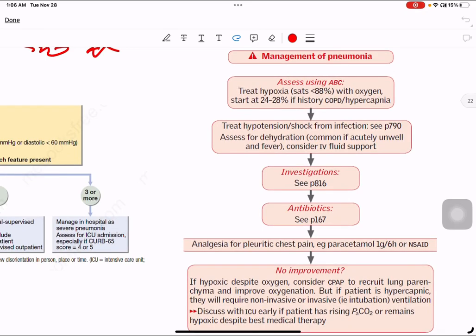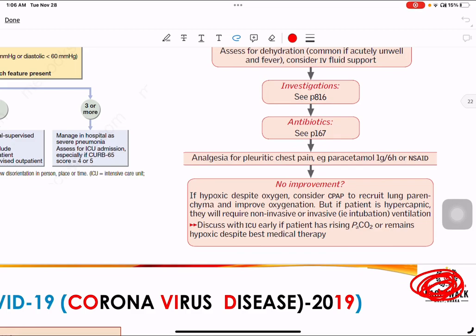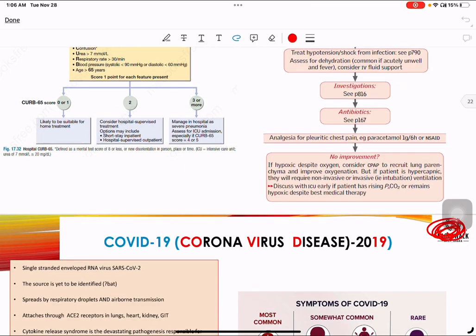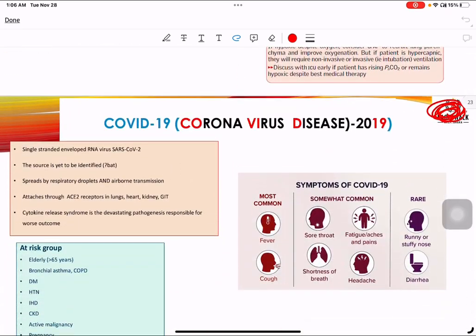Another feature is how we will treat a patient with pneumonia. If the patient is hypoxic, we have to give high flow oxygen, and we have to give IV antibiotic. So there are some guidelines for giving antibiotics. We have to think of giving antibiotics to the patient as per protocol.